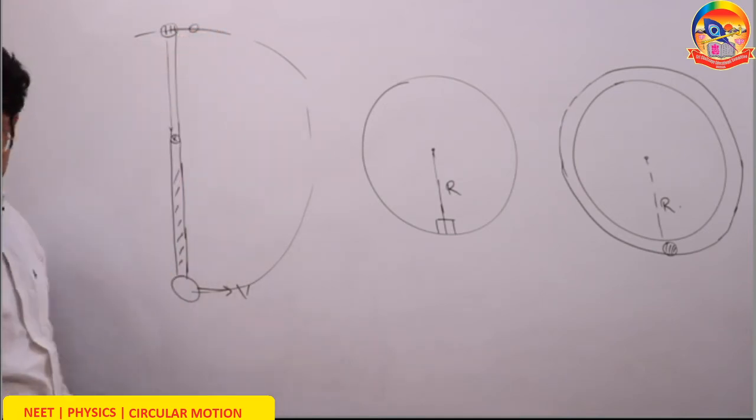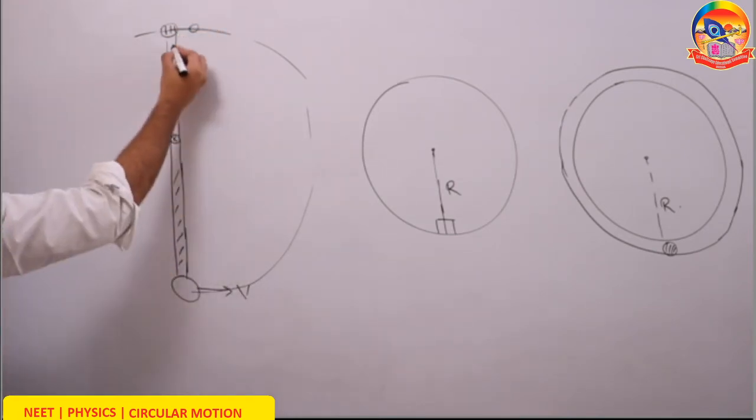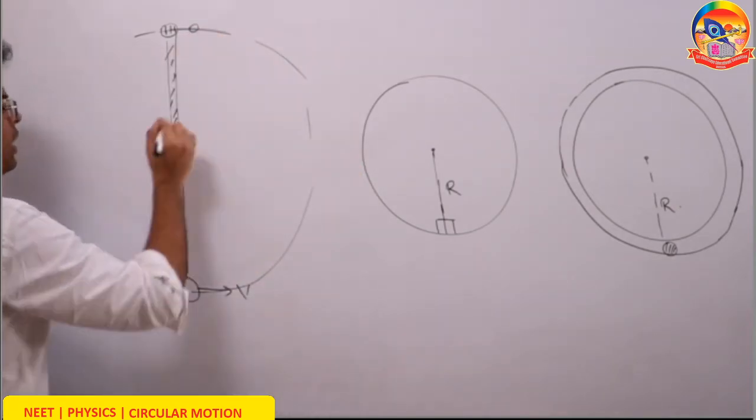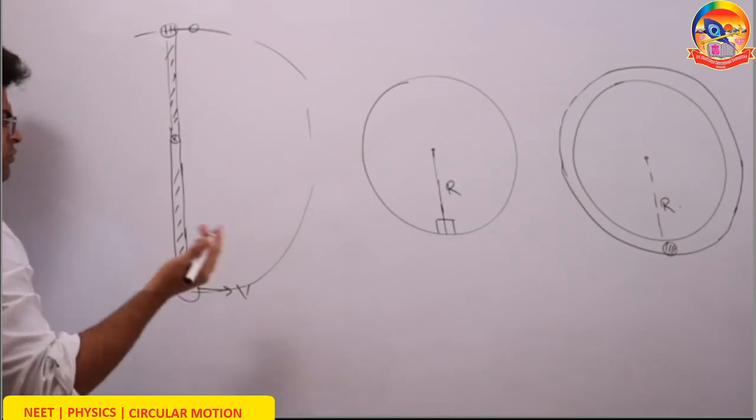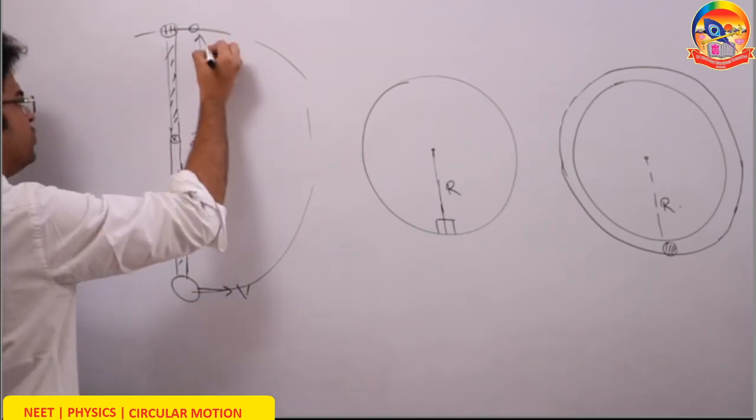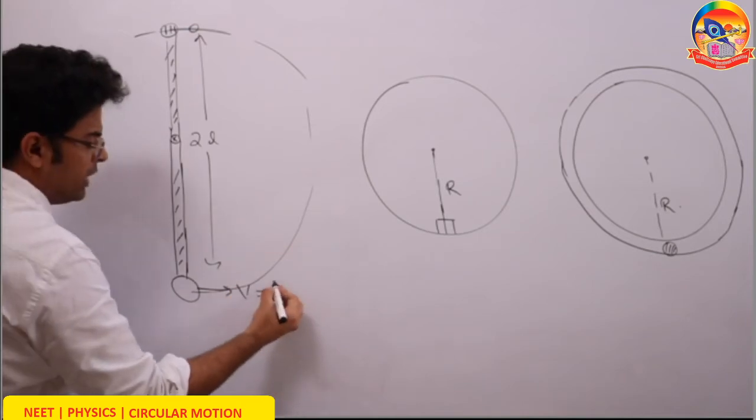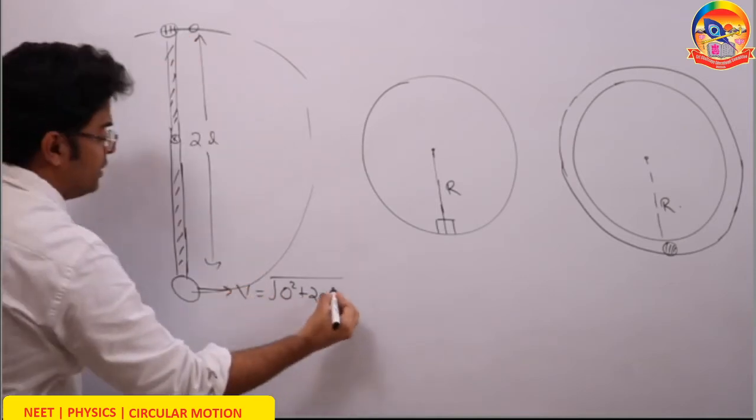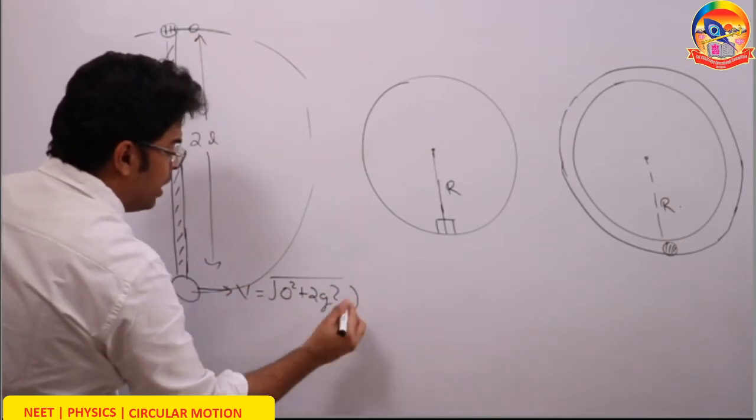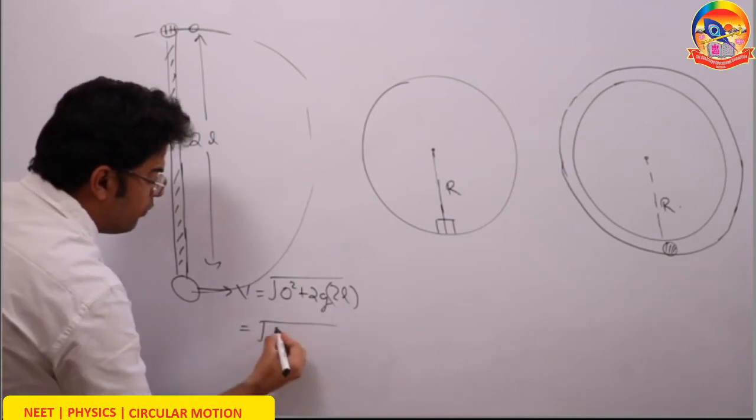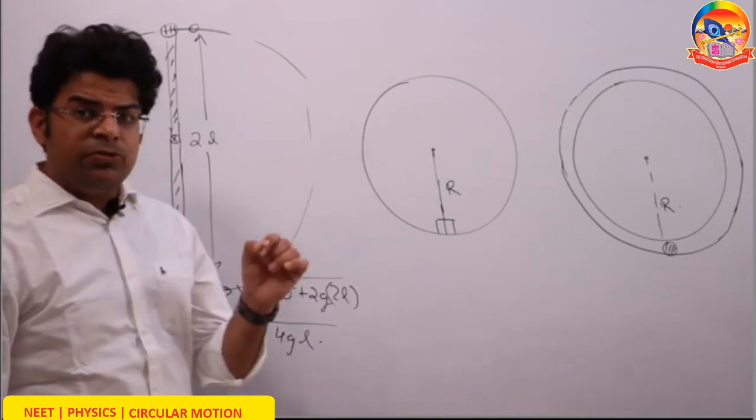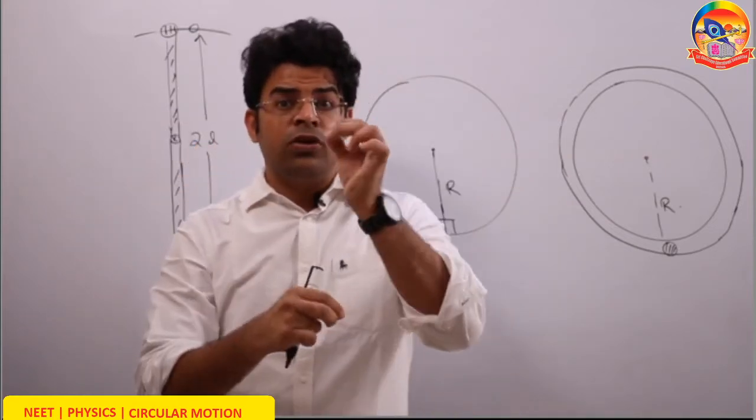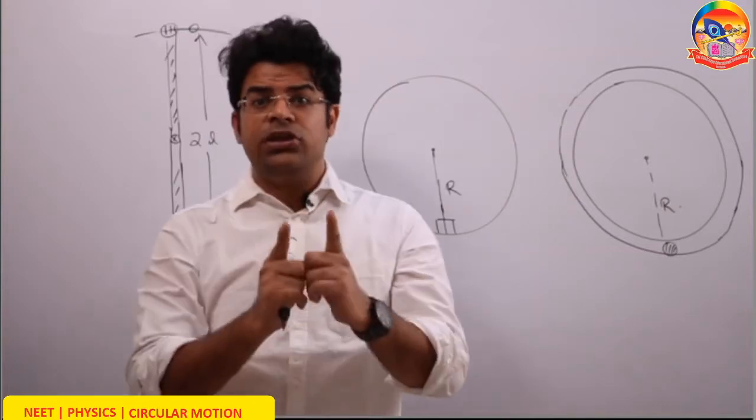Since the minimum speed at the highest point can be 0, what has to be the minimum speed that has to be given at the lowest point so that the bob reaches the highest point? Going from here to here, doing the energy conservation, the bob descends through a height 2L. So the speed at the lowest point has to be equal to under root of speed at highest point 0 square plus 2g times the height descended, that is 2L. So here the speed comes out to be equal to under root of 4gL. So the minimum speed required for a bob connected with a rod to complete the vertical circular motion is less than that in the case of a string.